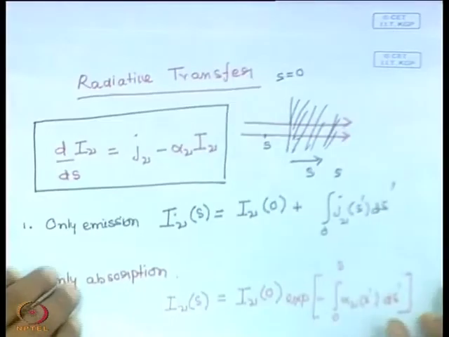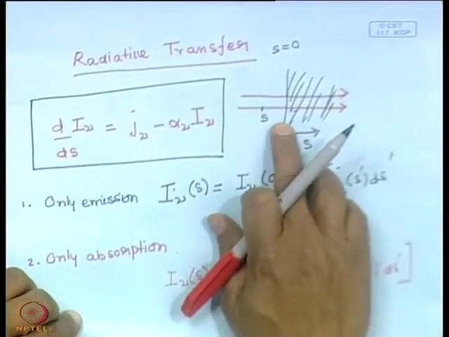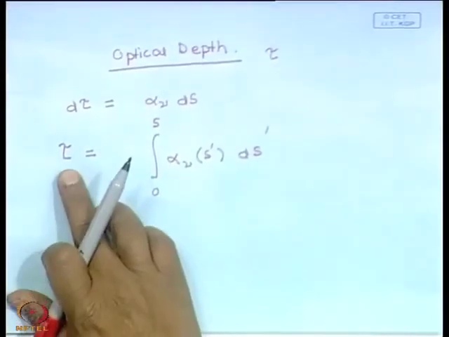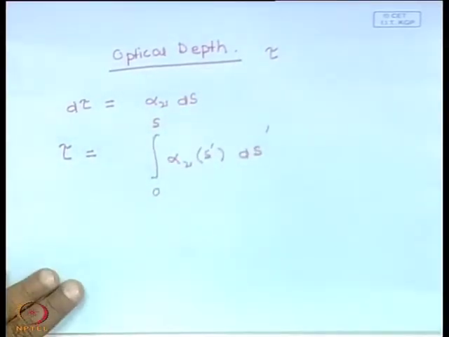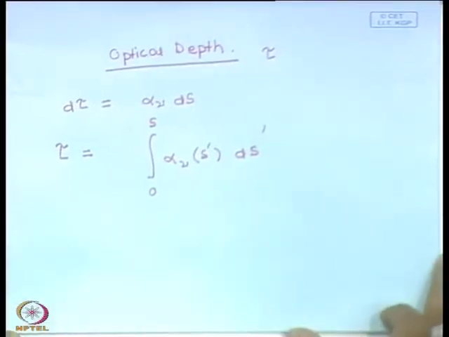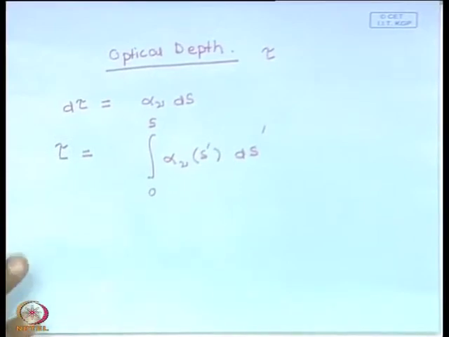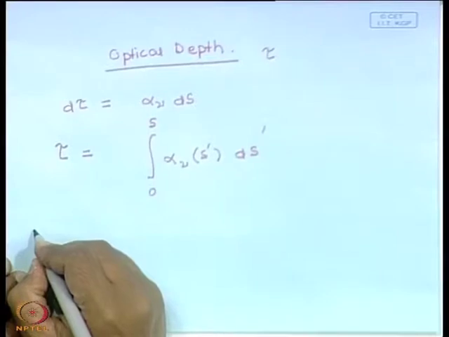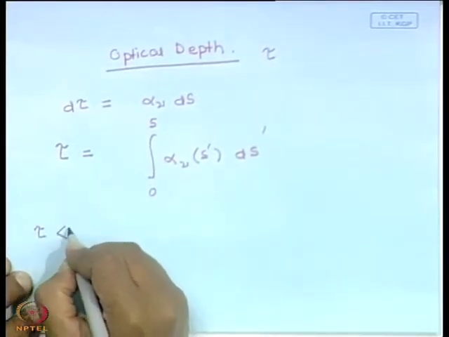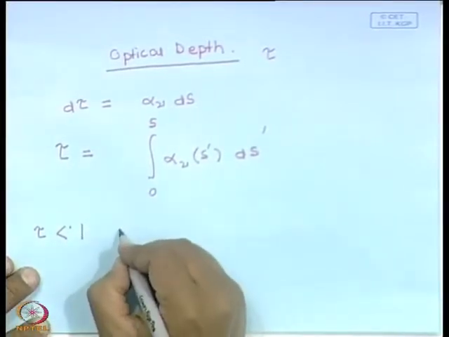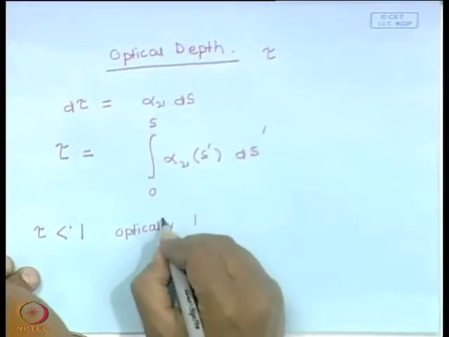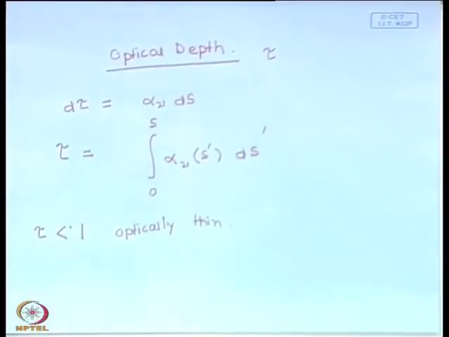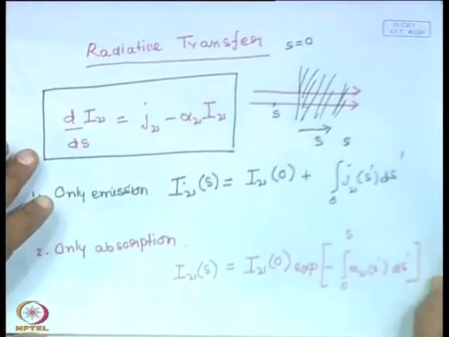Okay. So, we are interested in the propagation of this light into this medium. s is 0 over here, s increases inside, and the optical depth is the integral of the absorption coefficient into ds as you go inside the medium, and you integrate till the position you want to calculate it at. Now, what does the optical depth tell us? Let us take a look at this. A medium is said to be optically thin if tau is less than 1.